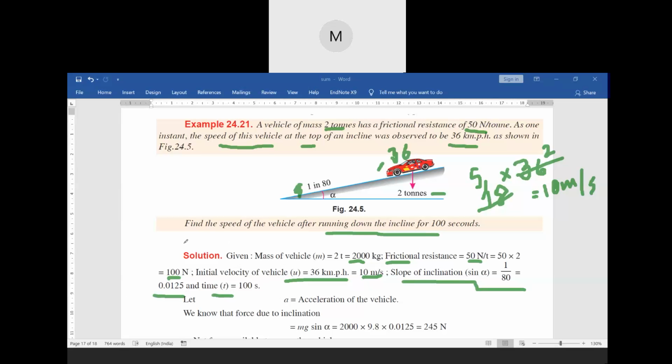Now we all know, in the last class we discussed also, that the force due to inclination is given by what? Mg sine alpha. Can you see this part at the bottom? So I will have to multiply by 5 by 18.